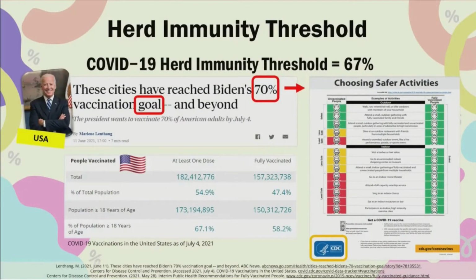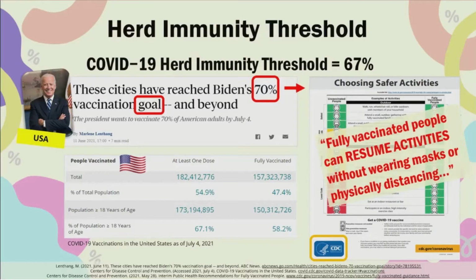As the USA nears the herd immunity threshold, the CDC is loosening guidelines for fully vaccinated people in resuming activities without masks or physical distancing. Go get that shot on your arm ASAP. Protect yourself and the people around you.